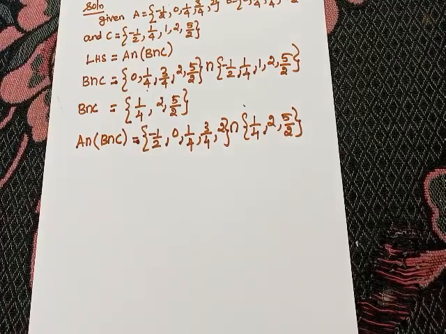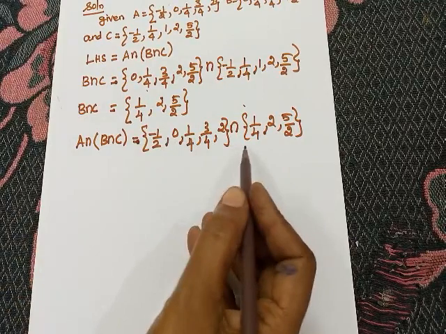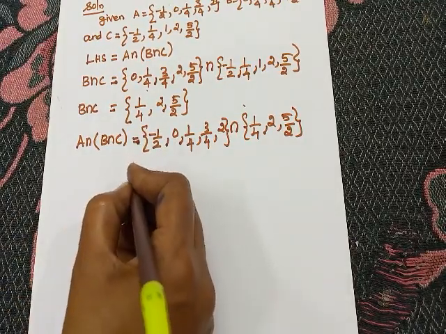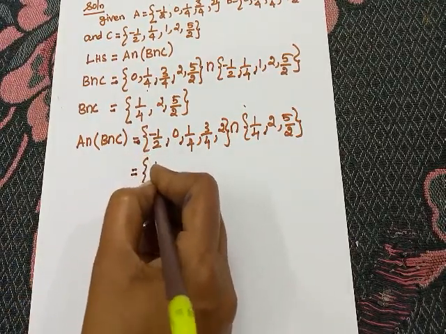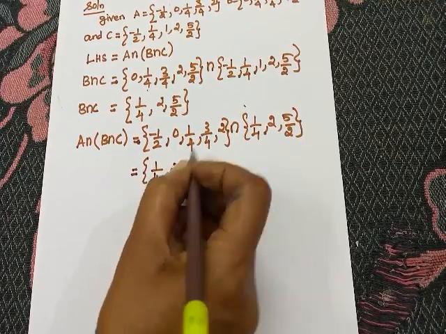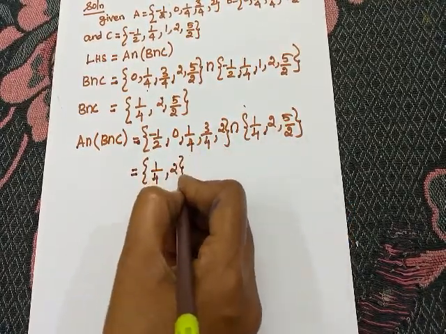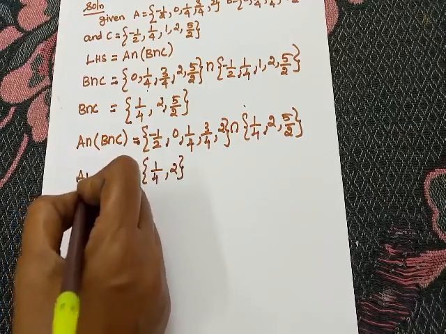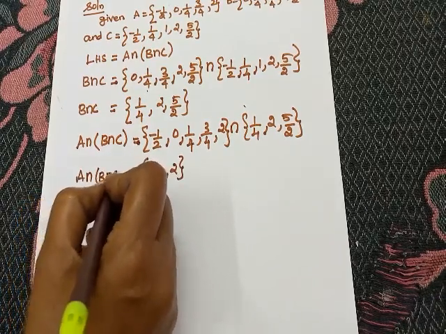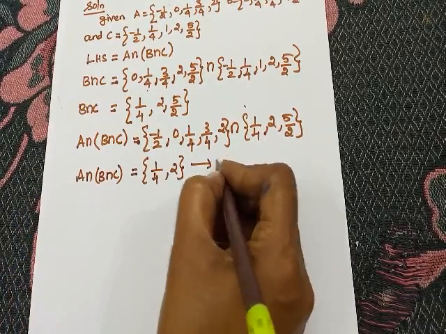So A intersection B intersection C we have to find out. What are the common in both sets? We have 1/4 and 2. Both elements are in both sets. Okay, these are the common. This is A intersection B intersection C. So it is equation number 1.